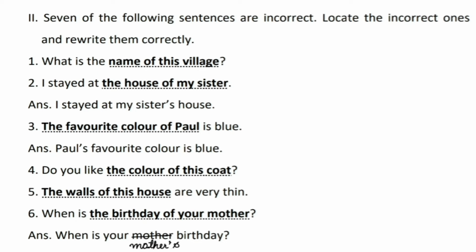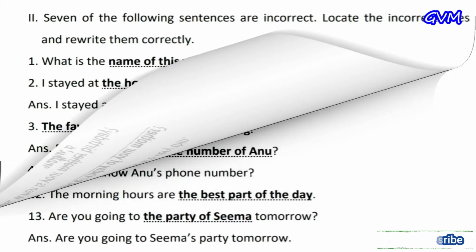Fourth, do you like the color of this coat? This statement is right. Fifth, the wall of this house is very thin. This statement is also right. Sixth, when is the birthday of your mother? This statement is wrong, and the correct answer is when is your mother's birthday.